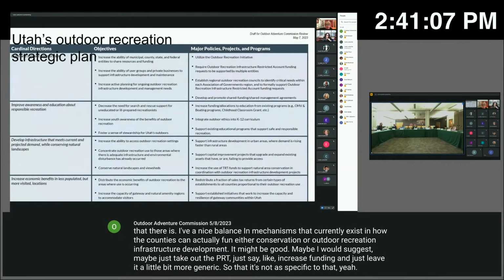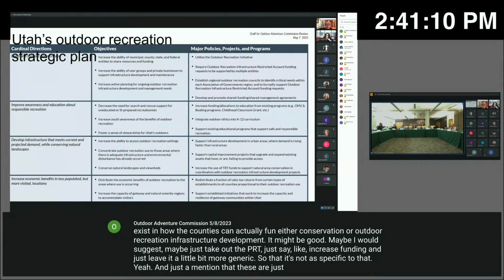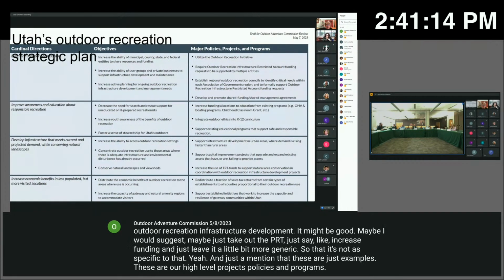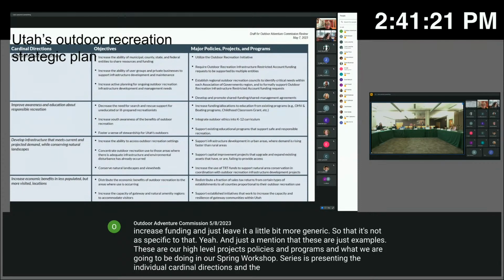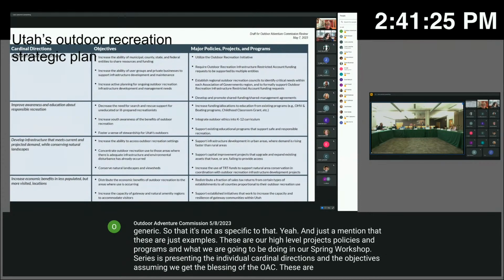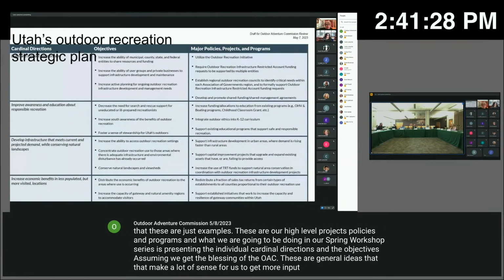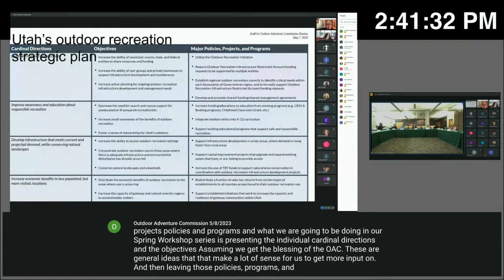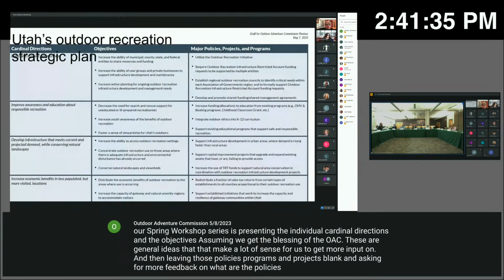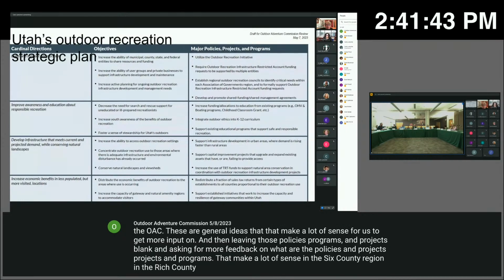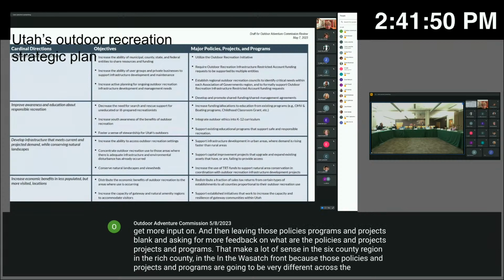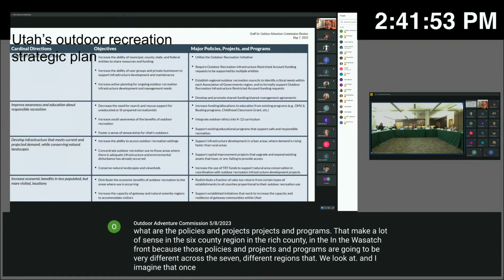Yeah, and just to mention that these are just examples. These are our high-level projects, policies, and programs. And what we are going to be doing in our spring workshop series is presenting the individual cardinal directions and the objectives, assuming we get the blessing of the OAC, that these are general ideas that make a lot of sense for us to get more input on. And then leaving those policies, programs, and projects blank and asking for more feedback on what are the policies, projects, and programs that make a lot of sense in the 6-county region, in Rich County, in the Wasatch Front, because those policies and projects and programs are going to be very different across the 7 different regions that we look at. And I imagine that once we get to have an actual draft plan, then we can start talking about maybe changing some wording and things like that.